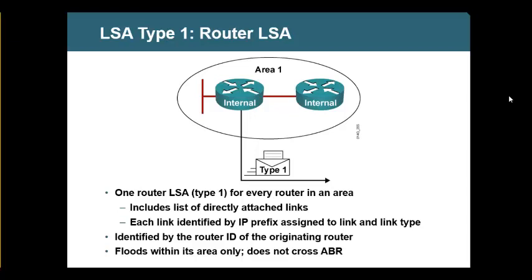Router LSA scope is only within the area. And every router is identified with a router ID. Using that router ID, this LSA will be advertised. So how do you identify where this advertisement is coming from? By looking into the router ID.